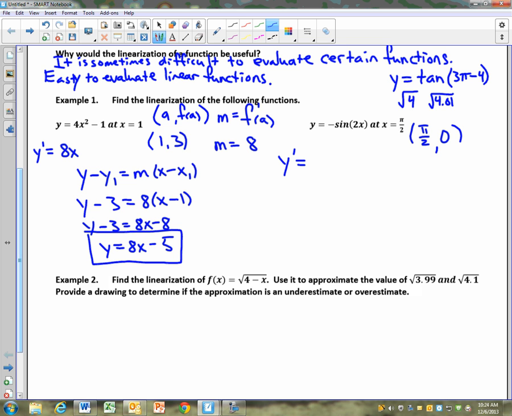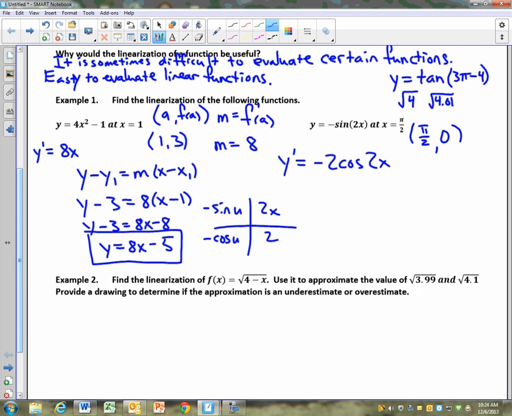So, okay. I have to find the derivative. If I want to find the derivative of negative sine of 2x, what do I have to use? Chain rule, right? Negative sine of u. And I have 2x. So derivative of negative sine of u is negative cosine of u. And I get 2. So the derivative, y prime, is negative 2 cosine of 2x.